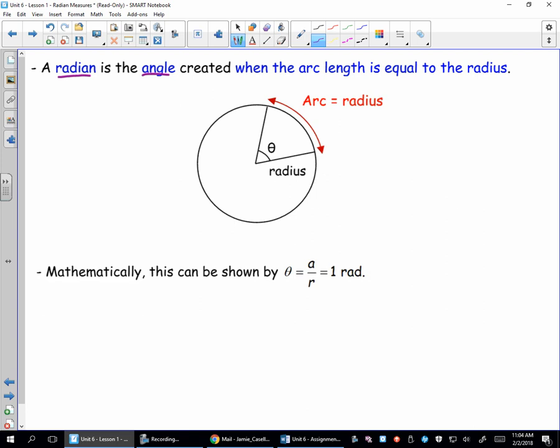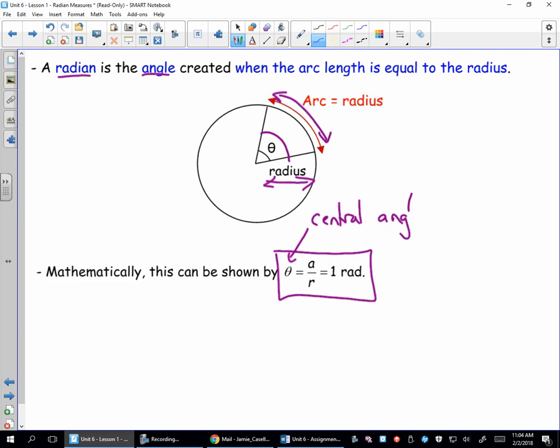When the arc length, this distance here, is exactly equal to the radius. And if those distances are the same, you've created 1 radian, this measurement right here. And we show that by this formula. So your central angle, which is measured in radians, is 1 arc divided by 1 radius, comes out to 1 radian.